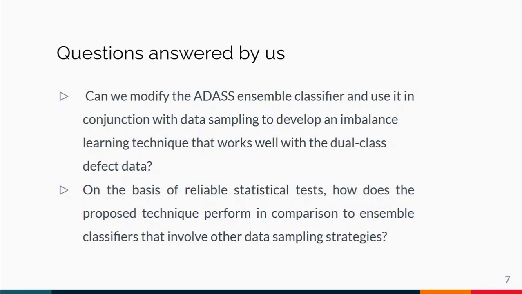While performing experiments with SAGA for software defect prediction, we have tried to answer these two research questions. Question 1. Can we modify the AdaSS ensemble classifier and use it in conjunction with data sampling to develop an imbalanced learning technique that works well with the dual class defect data? Question 2. On the basis of reliable statistical tests, how does the proposed technique perform in comparison to ensemble classifiers that involve other data sampling strategies?